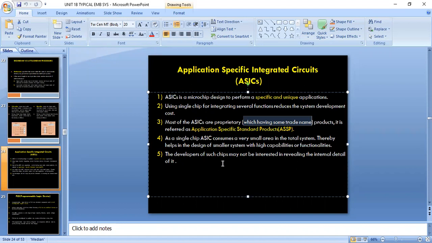The developers of such chips may not be interested in revealing the internal details of that. See here, one more point is that suppose such kind of ICs is manufactured by Intel, it will not reveal those secrets to Microchip. It will not reveal those secrets to Qualcomm.